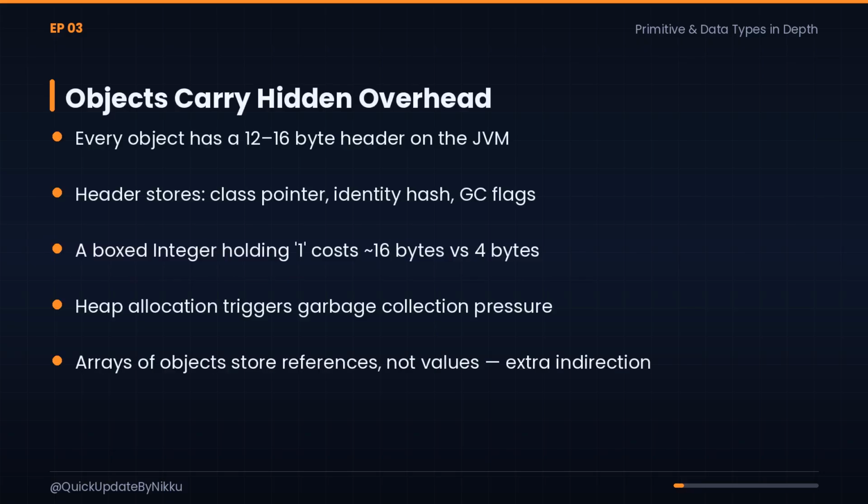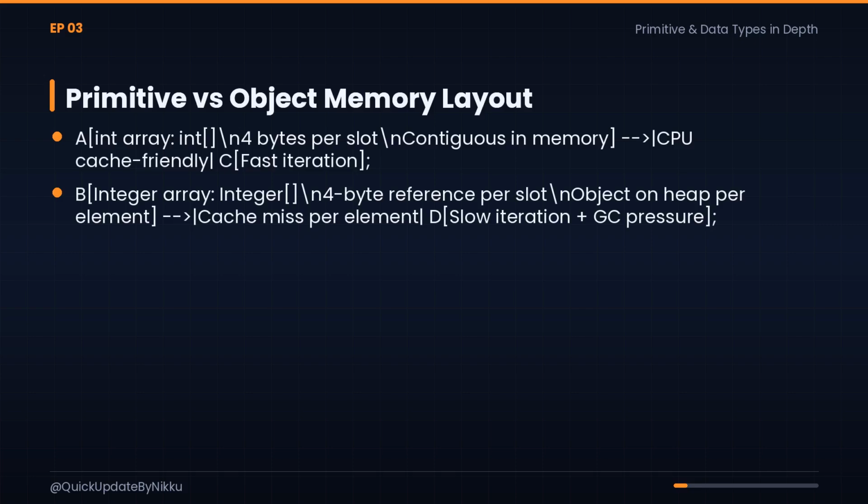Every Java object carries a hidden header, typically 12 to 16 bytes, before you even store a single field. An Integer wrapping the number 1 can consume 4 times the memory of a raw int. Multiply that by millions of elements in an array, and you are looking at gigabytes of wasted memory and constant GC pauses.